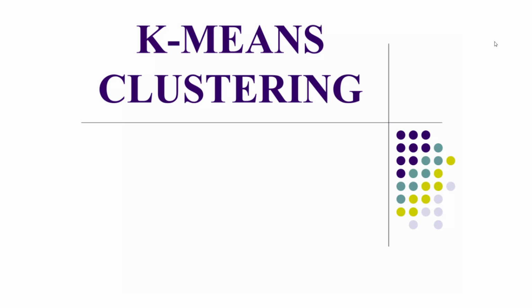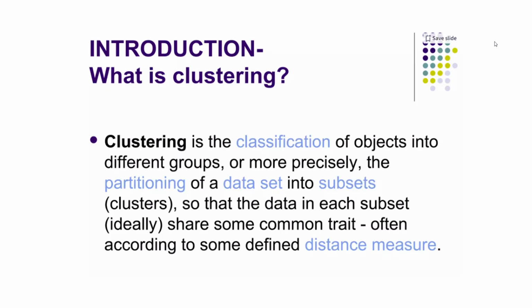Hi everyone, today we are going to discuss k-means clustering. Clustering is the classification of objects into different groups, or more precisely the partitioning of data sets into subsets. Simply, clustering is nothing but classification of a similar group of objects into one cluster and a dissimilar group of objects into another cluster. This means that the data in each subset ideally share some common trait.